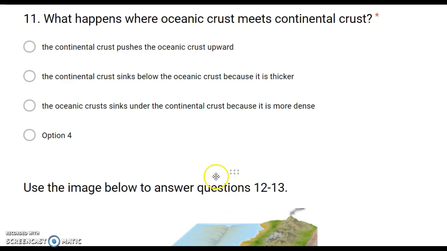11. What happens where oceanic crust meets continental crust? The continental crust pushes the oceanic crust upward. The continental crust sinks below the oceanic crust because it is thicker. The oceanic crust sinks under the continental crust because it is more dense. Don't mind the option 4.